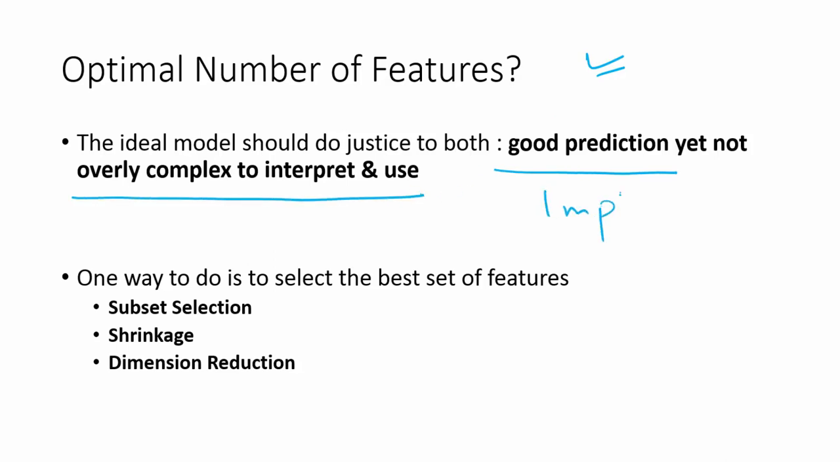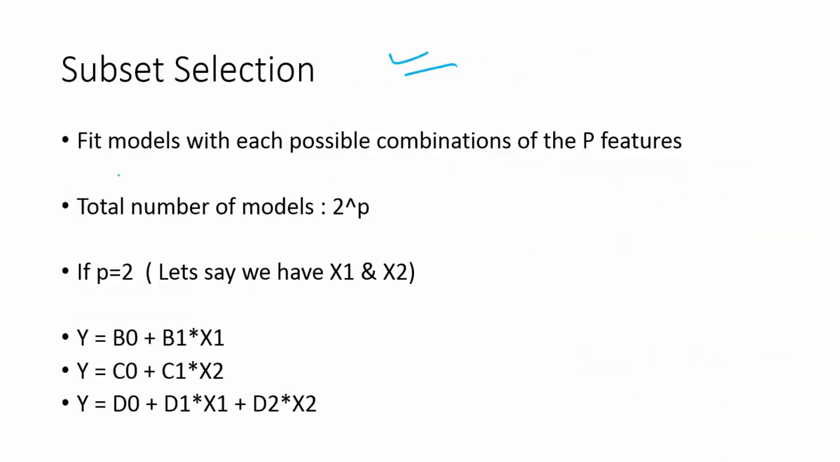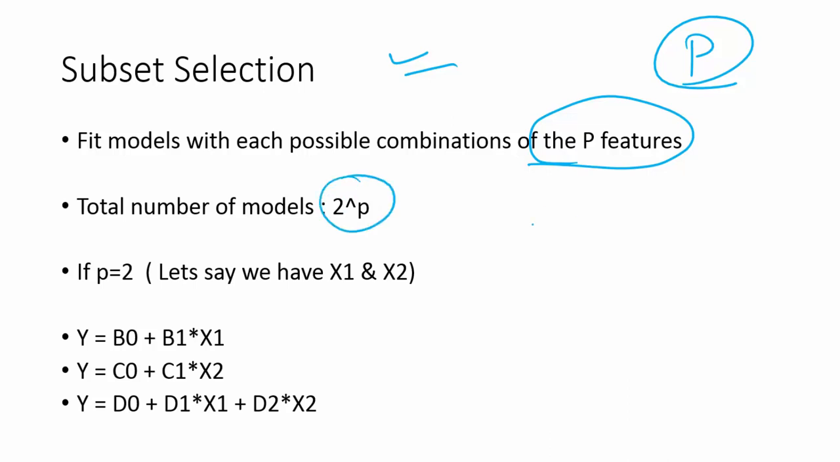Oftentimes in industry, you have a problem of implementation or interpretation. So in subset selection, you fit models with each possible combination of p features. Okay, let's say we have p independent variables or p features. The total number of models that you will have is 2 to the power p. If you have 2 features, if p equals 2, then the total number of models will be 4.